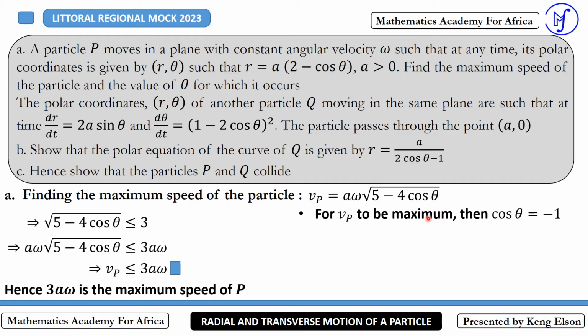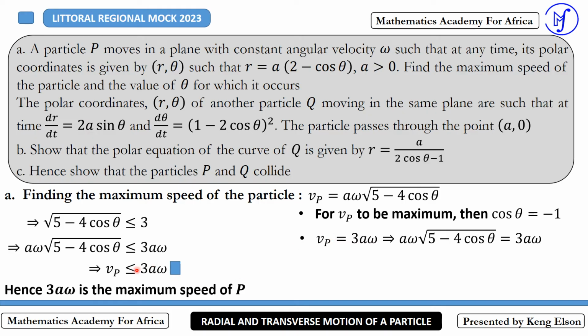Now we need to find the value of theta for which that speed is maximum, okay? So that value, like I said, for the speed to be maximum, that's for this guy here to be maximum, then this expression here has to be minimum, because it is 5 minus 4 cos theta. So for 5 minus 4 cos theta to be minimum, then cos theta has to be minimum, okay? And cos theta being minimum, it means that it is -1, because -1 is the minimum value of cos theta. If you don't want to go through that way, you just need to equate the velocity, that's the speed of the particle, to its maximum value, and you get the value of theta, because you need to get the value of theta for which it's maximum.